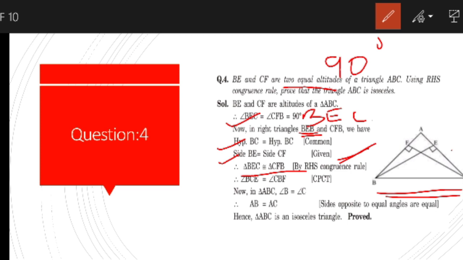Therefore we can say angle C and angle B are equal. So this angle C and this angle B are equal. Since the angles are equal, the sides opposite to the angles will also be equal. It is one of our theorems: the sides opposite to equal angles are equal. Since angle B and angle C are equal, we can say AB is equal to AC. This proves that the triangle ABC is an isosceles triangle.